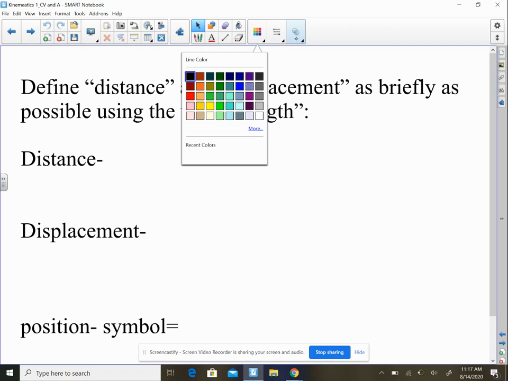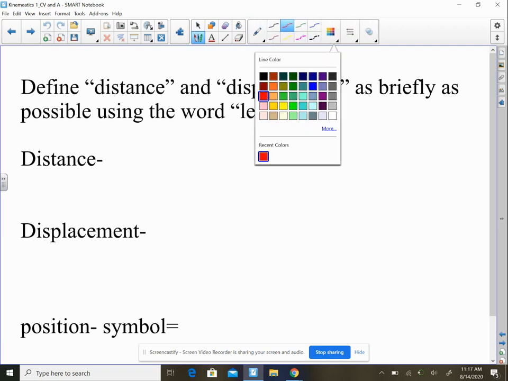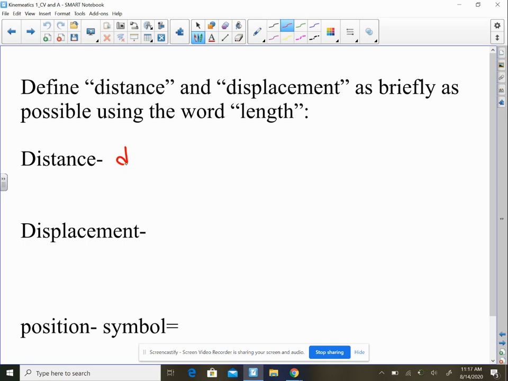If we talk about the word distance, the symbol for distance is D, and we're going to define it as path length. If distance is path length, in other words, if you follow the path that someone takes and you straighten it out and measure that length, that's the distance. Displacement, however, is the length from the starting position to the ending position.